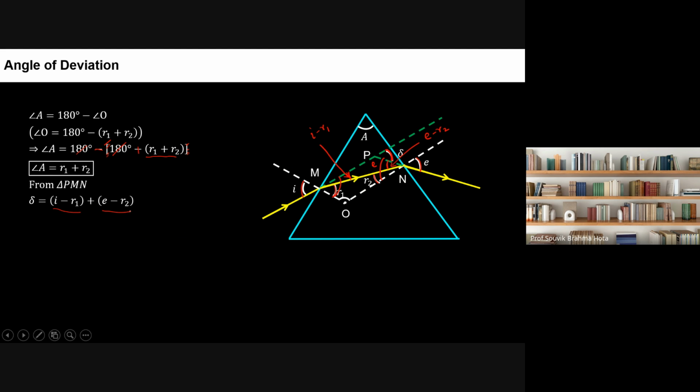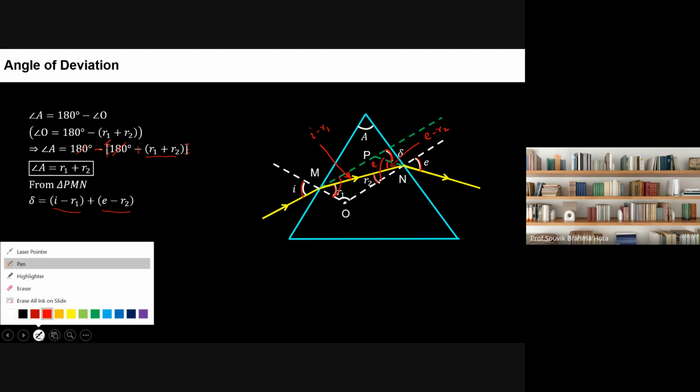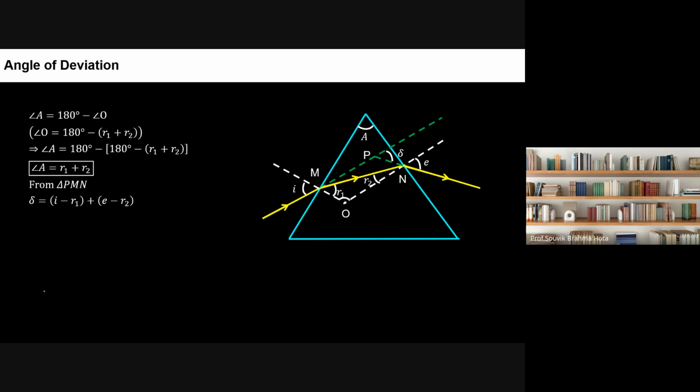These two angles of this triangle PMN. Look at this triangle. If I just remove all the annotation, you can see it clearly. Okay. So what I am saying, this angle delta is equal to this angle plus this angle, and those two angles I have defined. Just reverse the video and you can see the explanation.